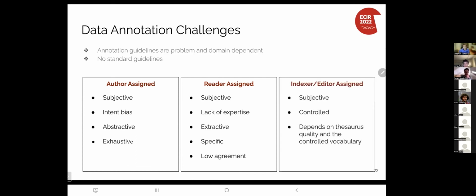The professional indexers or editors are supposed to choose higher quality key phrases than the authors or the readers. But then this process also has limitations. The primary limitation is that the key phrases in this case are mostly selected from a controlled vocabulary. And this controlled vocabulary completely depends on the quality of the thesaurus and how the vocabulary looks, whether they aim at choosing more generic or more specific key phrases, whether they correctly handle new topics and events, etc.